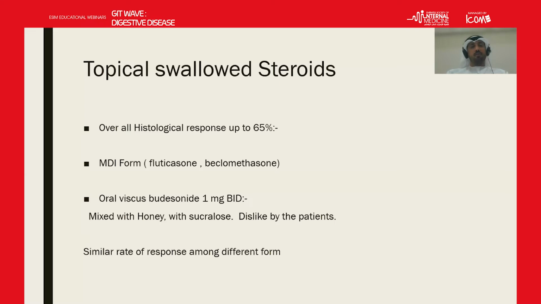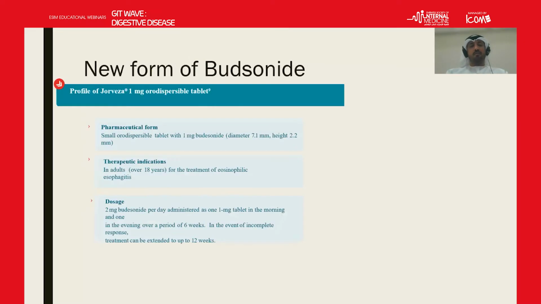What about topical steroids? Overall histological response is up to 65%. There are different forms: fluticasone, beclomethasone. Also, there is the oral viscous budesonide. Previously, they used to mix it with honey or sucrose, but a lot of patients dislike the taste, and they stop taking the oral viscous budesonide because they cannot tolerate it. It needs crushing, it needs mixing, it needs a lot of work from the patient. And the studies have shown a similar response rate among the different forms.